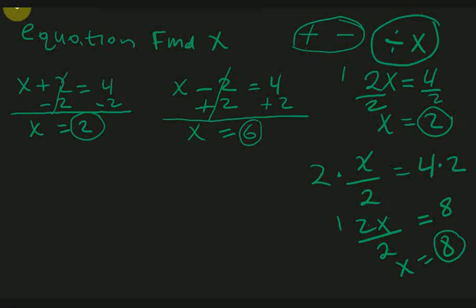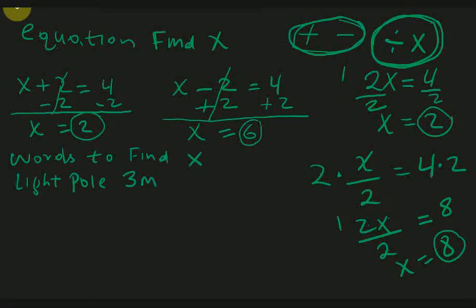What about words? In 7th grade, you might be given word problems. Someone standing there, a light, a pole, the wall created a shadow, the person created a shadow, how tall is the person, things like that. So let's do one word problem to find x.